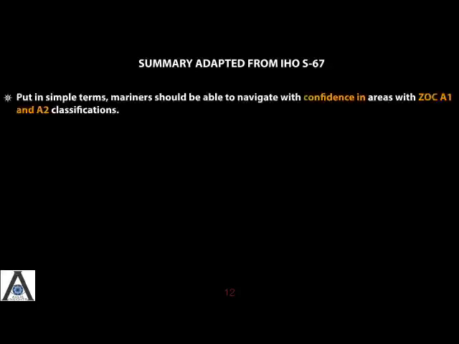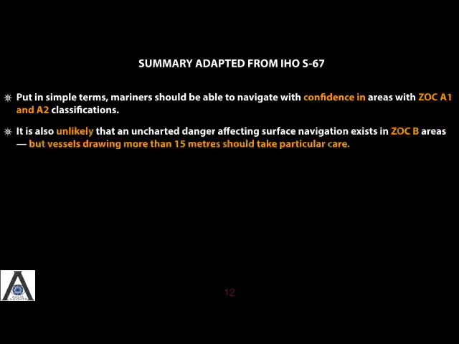This is a summary adapted from the IHO S-67 publication. In simple terms, mariners should be able to navigate with confidence in areas assessed as A1 or A2. It is also unlikely, but not impossible, that an uncharted danger affecting surface navigation exists in ZOC B areas, but vessels drawing more than 15 meters should take particular care.